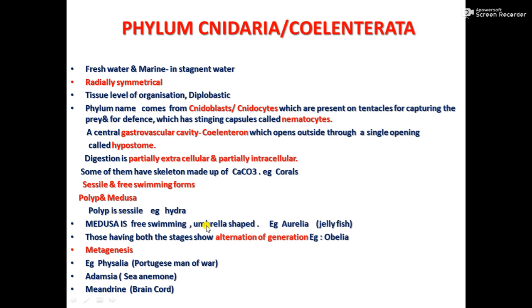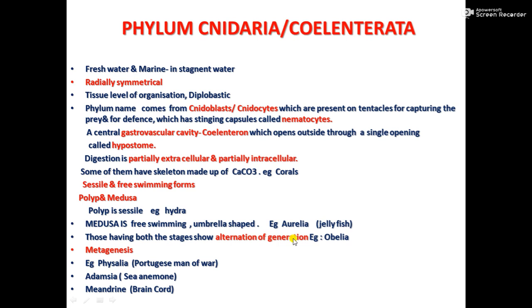And medusa is the free swimming form, umbrella shaped, example Aurelia, or the common name jellyfish. Those having both stages show alternation of generation, which is also called metagenesis. Metagenesis is alternation of generation. That is, the polyp reproduces asexually and gives rise to the medusa form, and the medusa reproduces sexually and gives rise to the polyp form. So the polyp form and medusa form alternate.